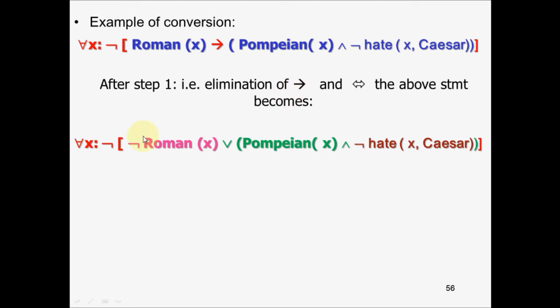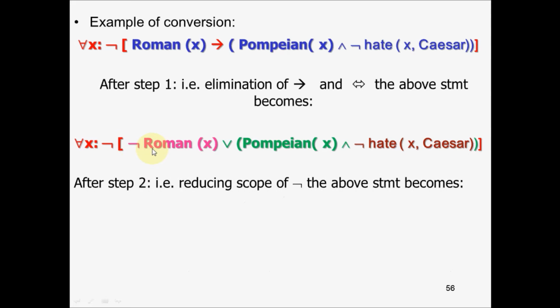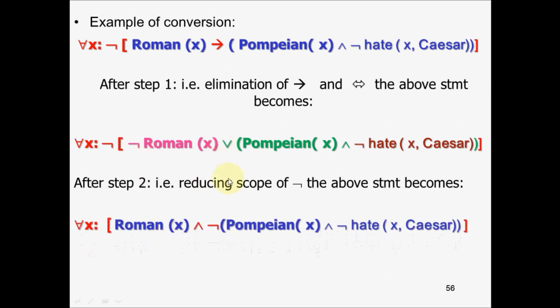After elimination of implication, if the sentence is still not in CNF, then you have to apply step number 2. Step 2 is required if there is a negation present outside a sub-expression. You can see this whole thing is a sub-expression and there is a negation outside it, so I have to substitute negation inside. So not of not Roman. After reducing the scope of negation, not of not Roman x will become Roman x, or will become and, and Pompeian x will become not Pompeian x, right?